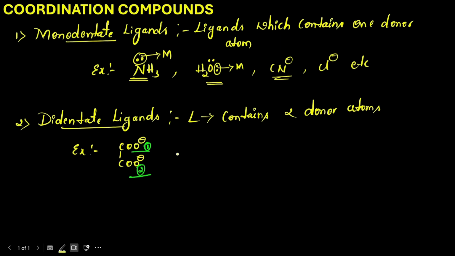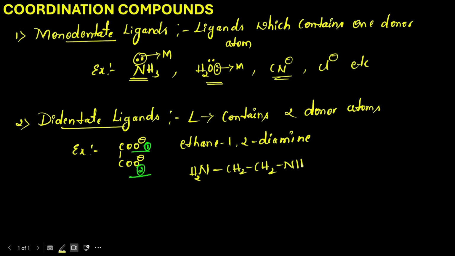We will take one more example, that is ethane 1,2-diamine. If you write the structure of ethane 1,2-diamine, here NH2, CH2, NH2. This is the structure of ethane 1,2-diamine. Here both the nitrogens have lone pairs of electrons and these lone pairs are donated to the metal atom. Therefore, it has two donor atoms, which is an example for a didentate ligand. This ethane 1,2-diamine can also be written as En.